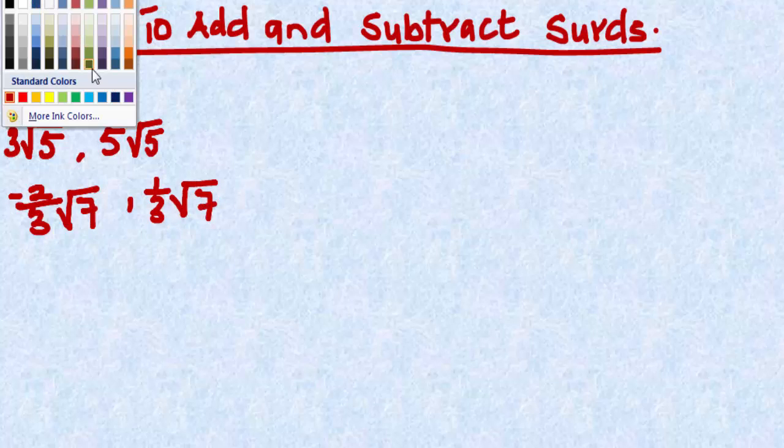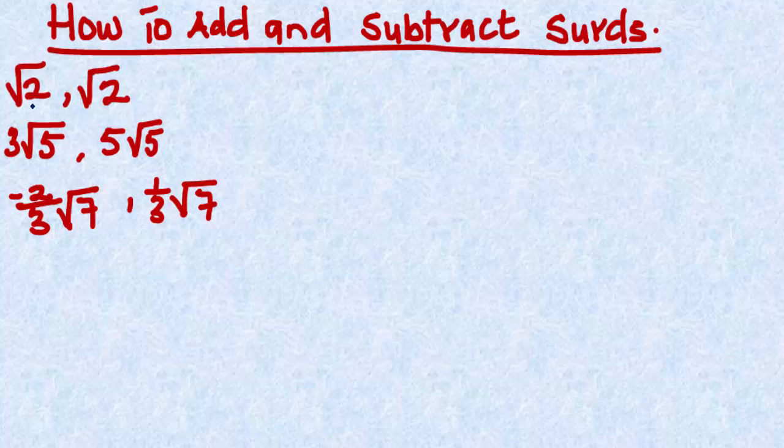Now in this case, you realize that the numbers in the root are in their basic form and they are equal. So for the first one we have 2 and 2, second one we have 5 then 5, third one we have 7 and 7. So these surds are like surds.